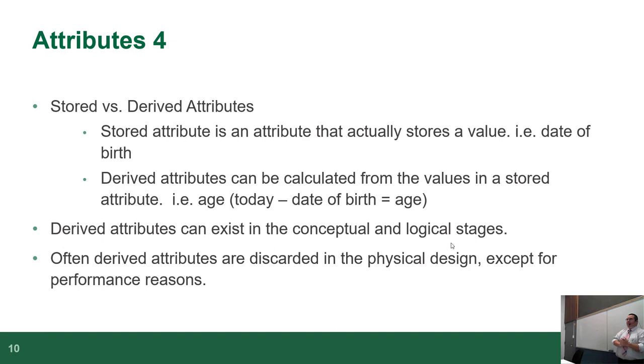A derived attribute is something that can be calculated. So if you can express the value as a mathematical function, then it's a derived attribute. For example, your age is derived. You don't need to store a person's age because you can figure it out. Now minus date of birth equals how old you are. Right? It's math. Same thing if we talk about groceries.